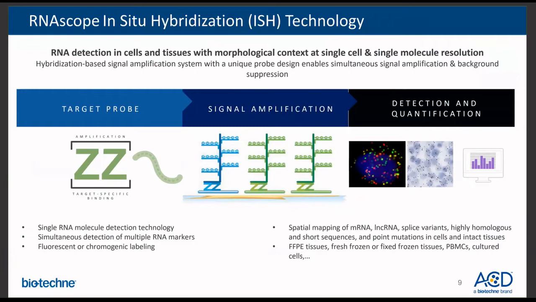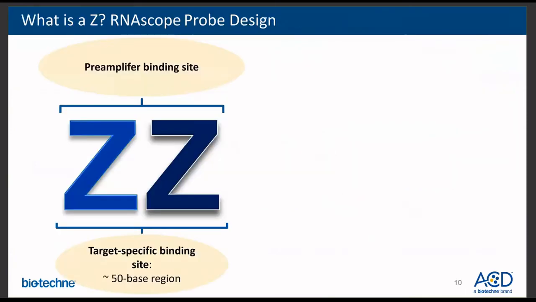Okay, so the first part of RNAscope technology is, of course, the probe design. So what's a Z? That's what we use to refer to our probes. Z's are actually a combination of 3 different things. The bottom would be our target-specific binding site, which binds to the actual gene of interest. The middle part is a linker between the top and bottom, and the top part is our pre-amplifier binding site.